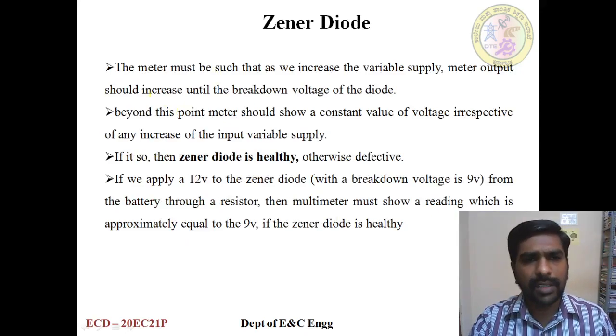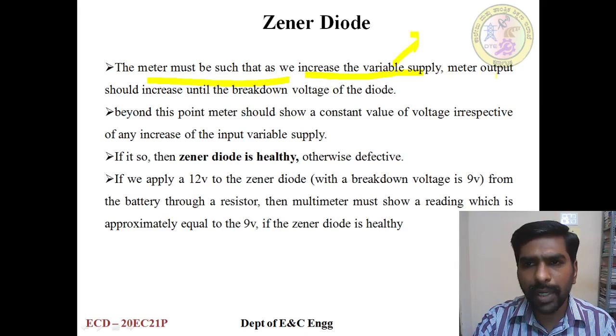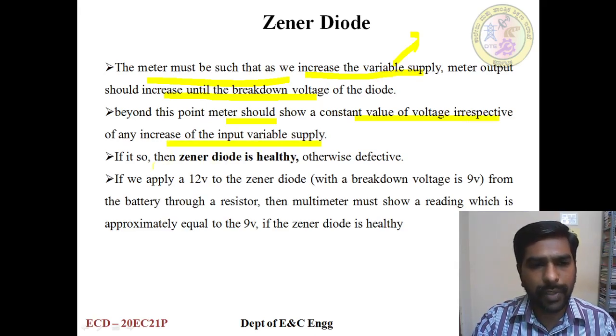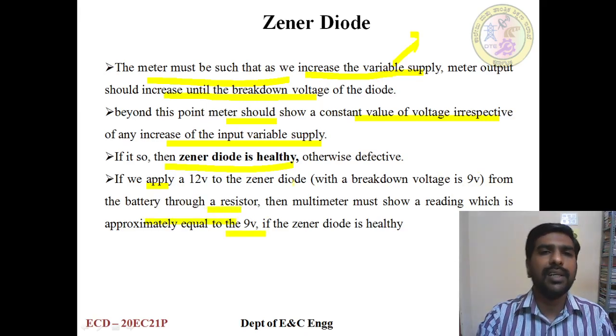In this way, we increase the variable supply, and the meter output should increase until the breakdown voltage, that is 9 volt. After 9 volt, it should be constant, a constant value of voltage irrespective of increasing the input voltage. If this condition is met, the Zener diode is healthy. If we apply 12 volt to a Zener diode with a 9 volt breakdown voltage, with the resistor it should show 9 volt. So this is a healthy Zener diode.